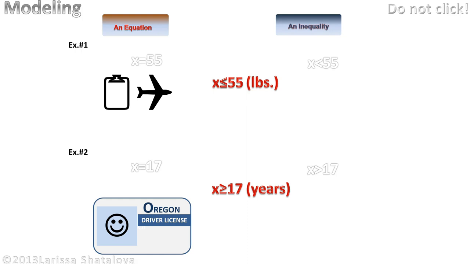Modeling from real life. If you're in an airport, you know that your luggage is supposed to be 55 pounds or less than 55 pounds. And if you are in Oregon and you want your driver's license, your age is supposed to be 17, or you have to be older than 17. All of these requests are coming from real life.